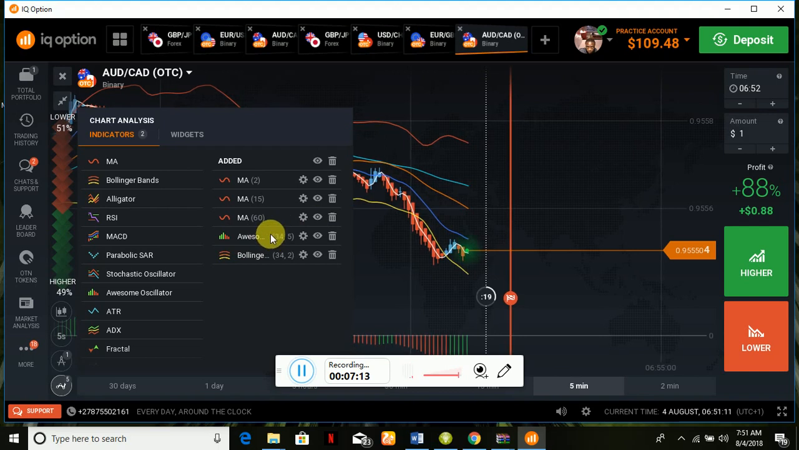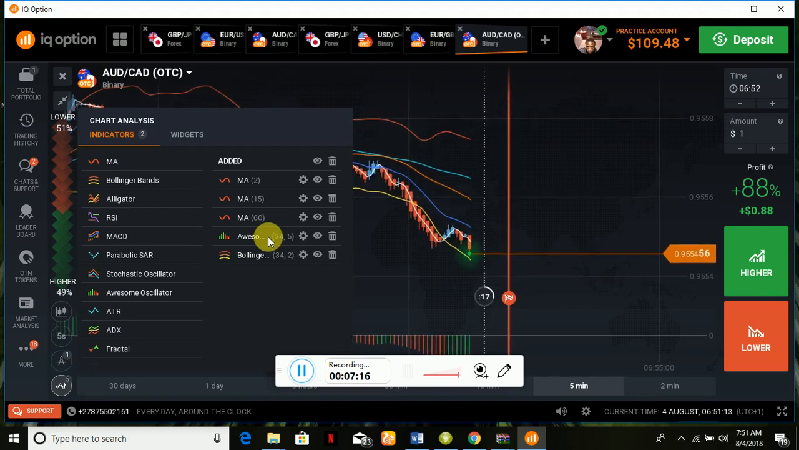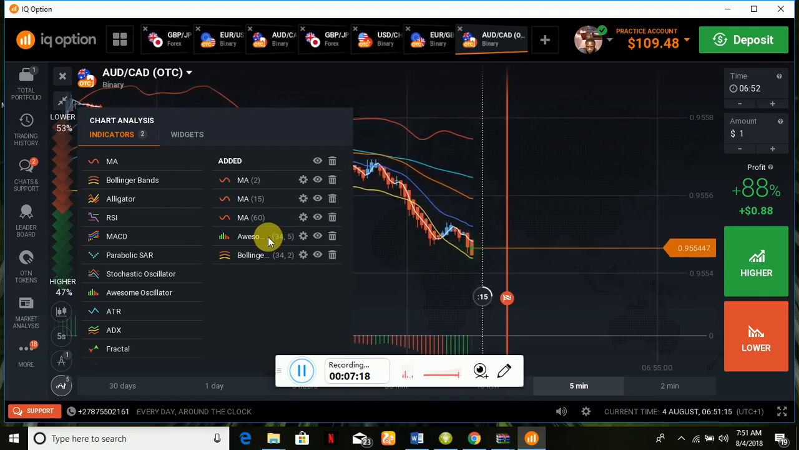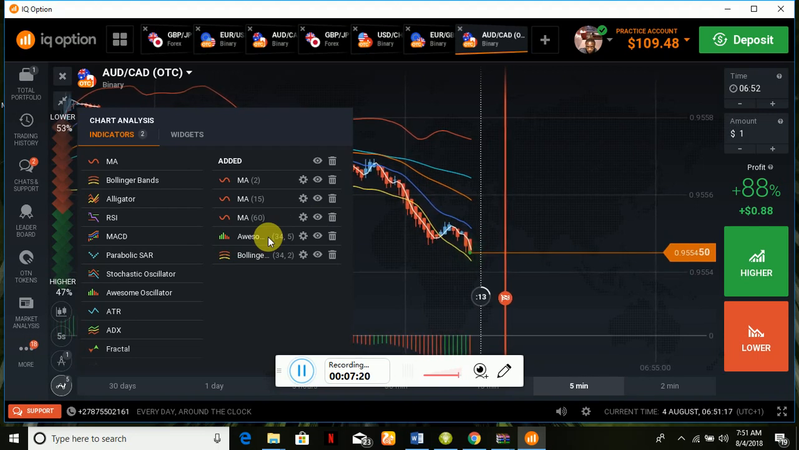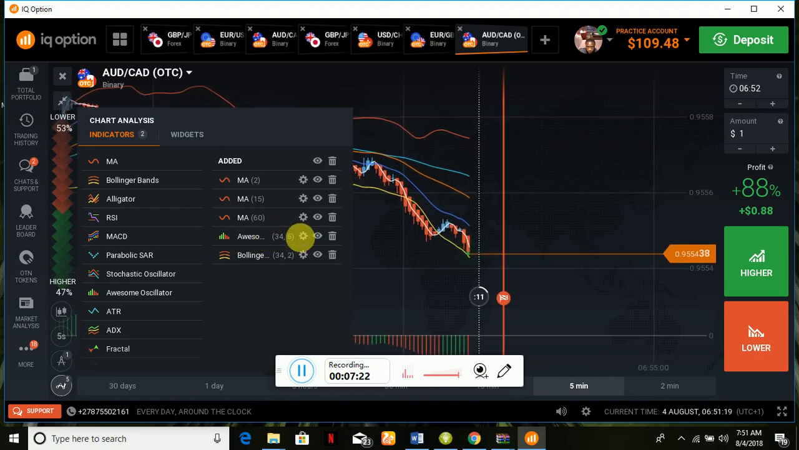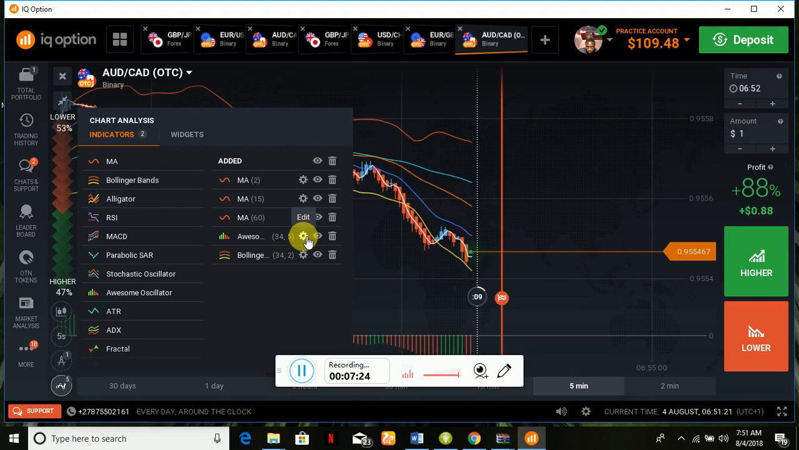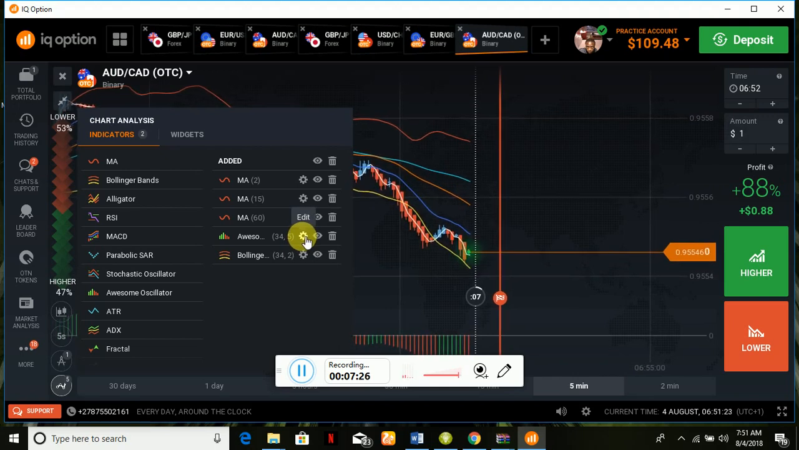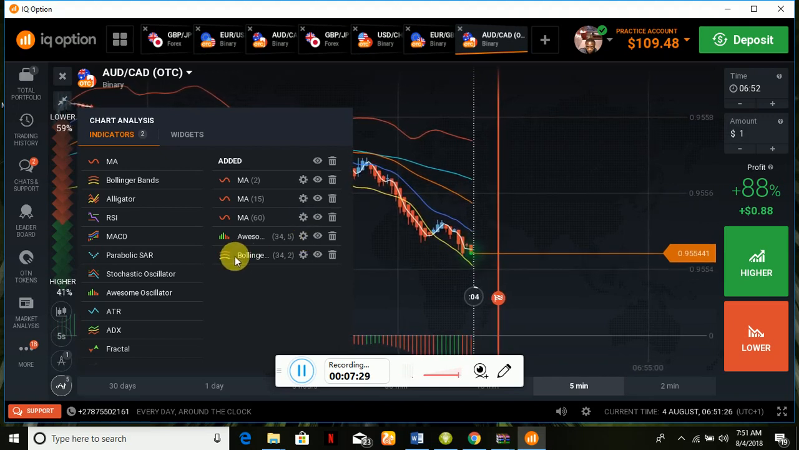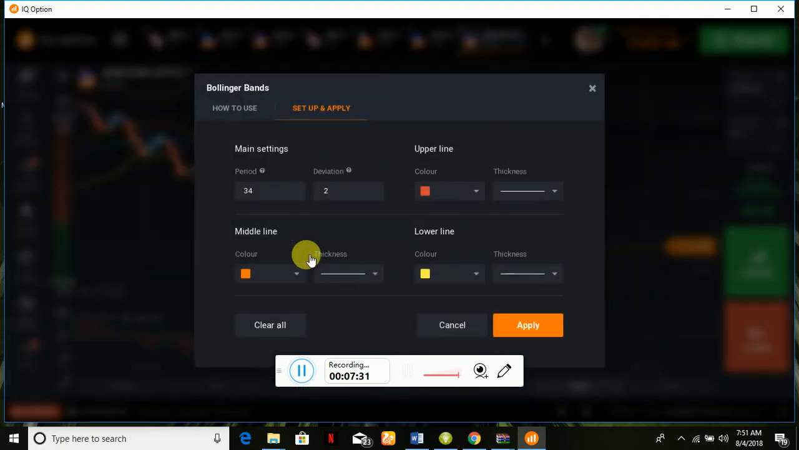And now your Awesome Oscillator, there is no need for you to change or edit its parameters. You can leave them the way they are. On Bollinger Bands, like I said, the period will be 34. You're gonna change it to 34.